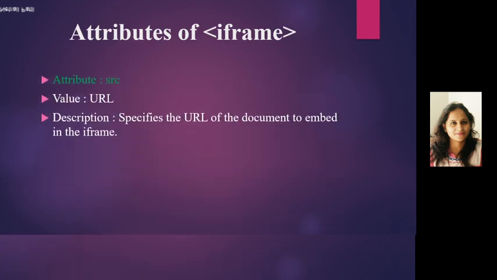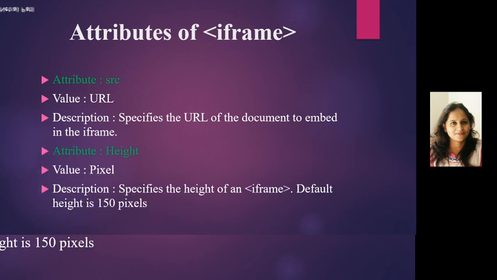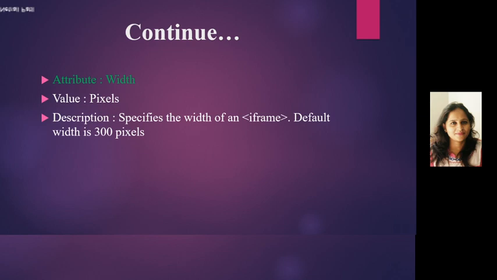There are different attributes of iframe. First one is SRC and the value is URL. It specifies the URL of the document to embed in the iframe. Next one is height attribute. The value for height is pixels. It specifies the height of an iframe. Default height is 150 pixels. Next attribute is width. The value for width is pixels and it specifies the width of an iframe. Default width is 300 pixels.